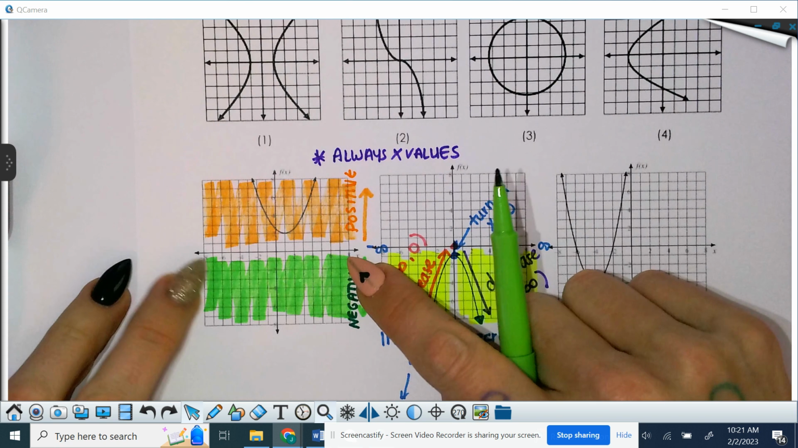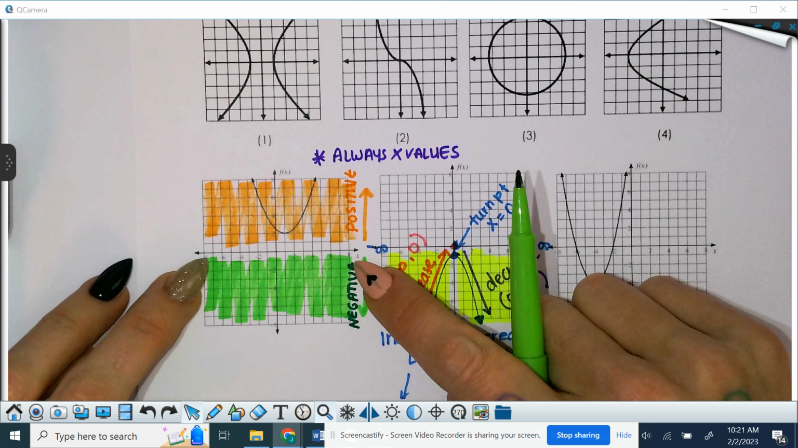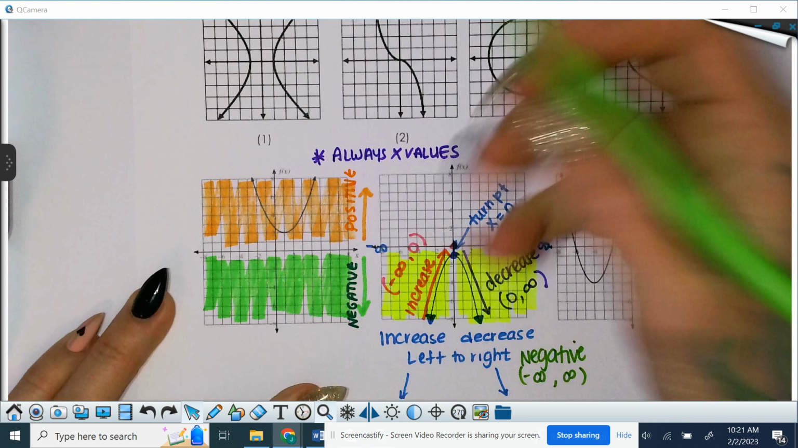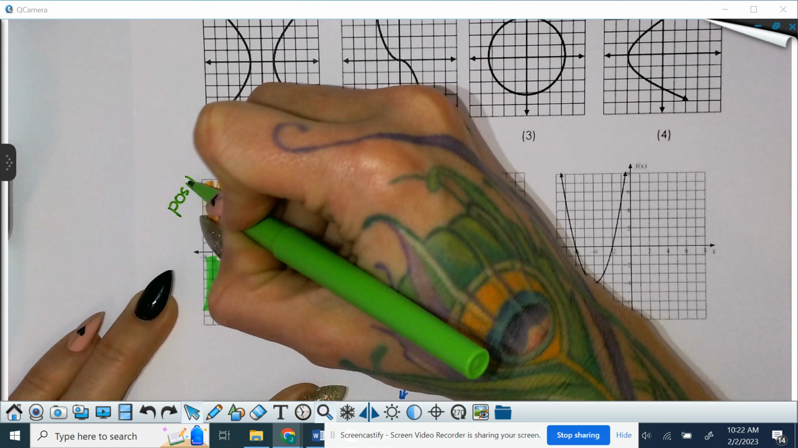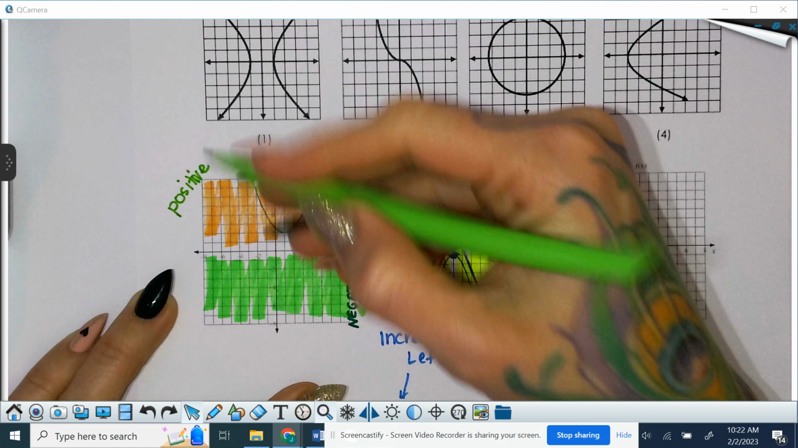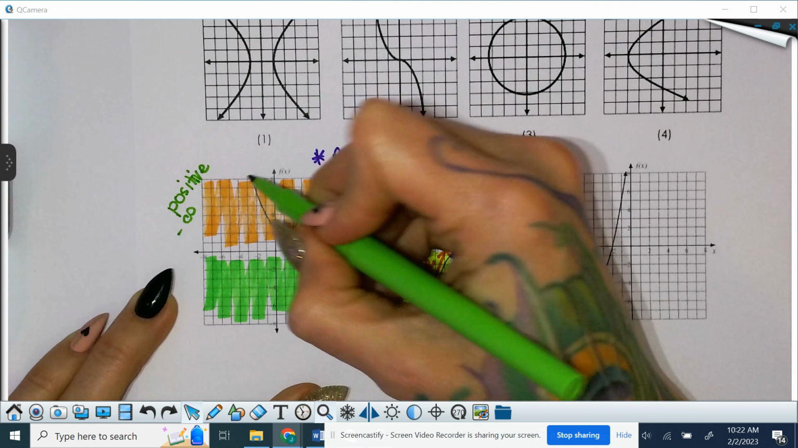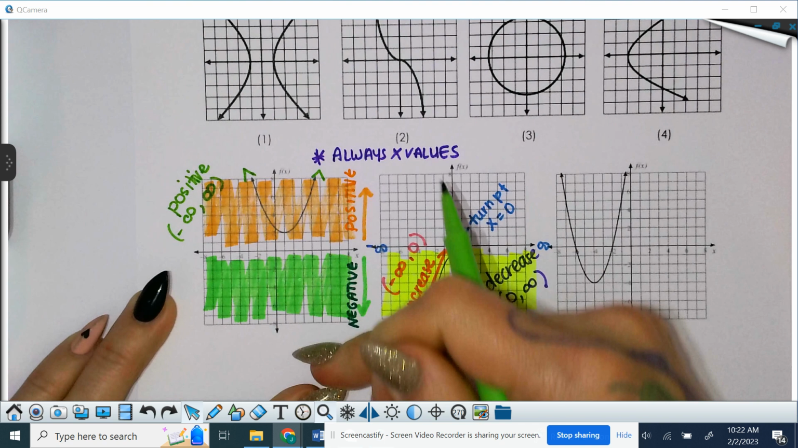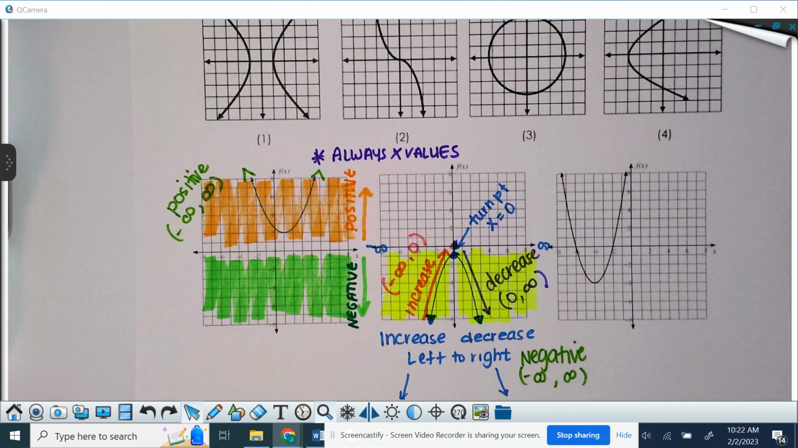Back to this guy, when is this one negative? That would be never. This is all in the upper quadrants of your graph. So it is positive. And I misspelled positive, sorry. Positive, again, from negative infinity. So all the values going this way and this way to positive infinity for this first graph, because it's all in the upper 1 and 2 quadrants.